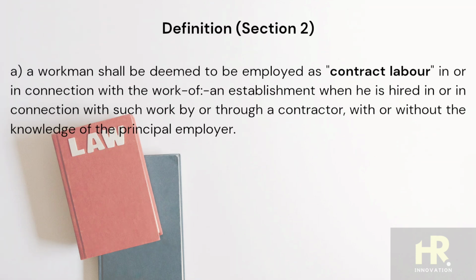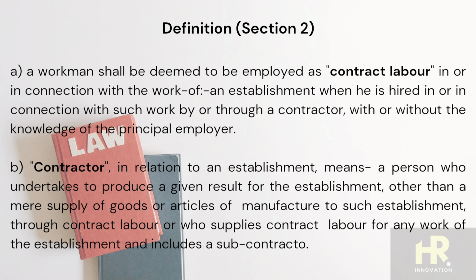In this slide, we are breaking down some important definitions from Section 2 of the Contract Labor (Regulation and Abolition) Act, 1970. Let's start with the term contract labor. A workman is considered contract labor when they are hired to do work for an establishment by or through a contractor. And here's the key point: this can happen with or without the knowledge of the principal employer. So, even if the main company didn't directly hire the worker, if the person is working for them through a contractor, they're considered contract labor.